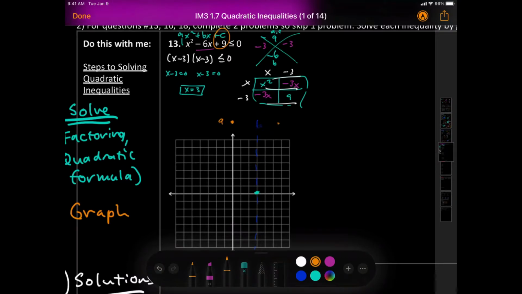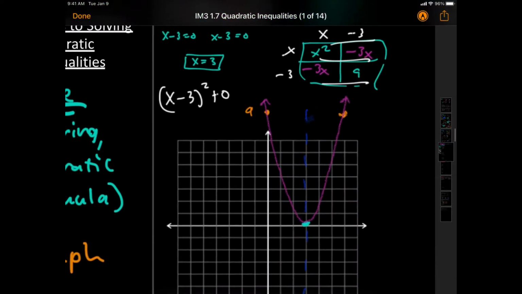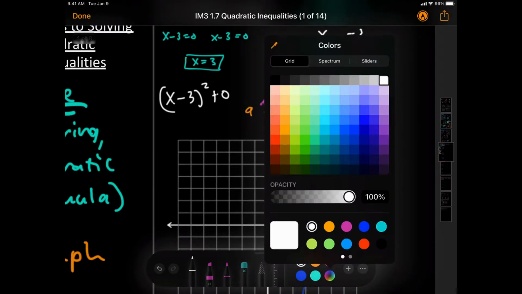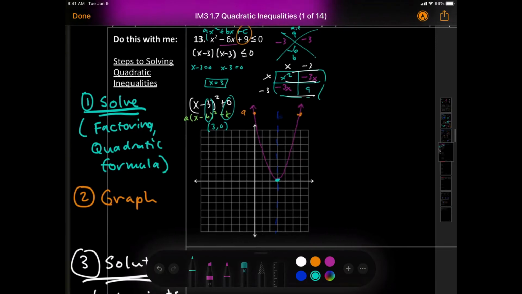And why do I know that? Because it's actually in vertex mode. I'll show you in a second. So this is what my parabola kind of looks like. Now, how did I know that? If you went a couple steps further, you would have gotten x minus 3 squared. And then if you put a plus 0 here, you would have recognized, let me put it in that form, a times x minus h squared plus k, and then we would have seen that h is 3 and k is 0, which is right there. 3, 0 is my vertex. Okay, so what we've done so far is we've solved it and we graphed it.